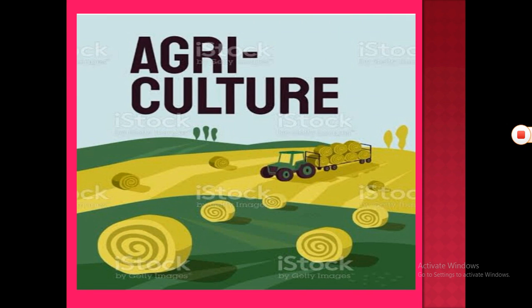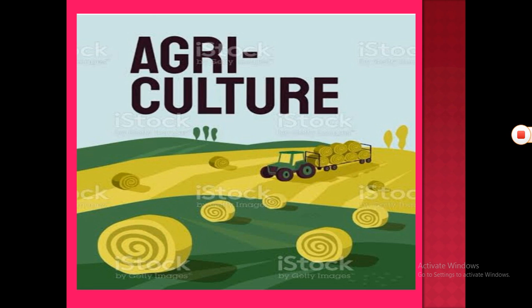What do you know about agriculture? What is agriculture? The name of our 7th chapter is Agriculture. For that, first of all, you want to know what is agriculture. Agriculture is the science or practice of farming, including the rearing of animals and the cultivation of the soil. In short, cultivation of the land is called agriculture.